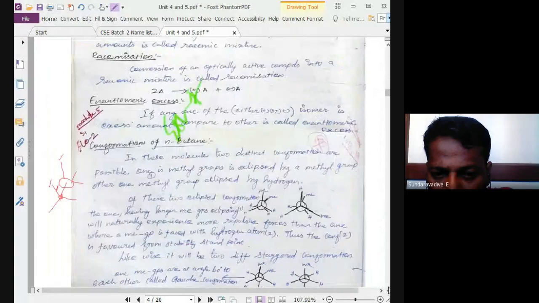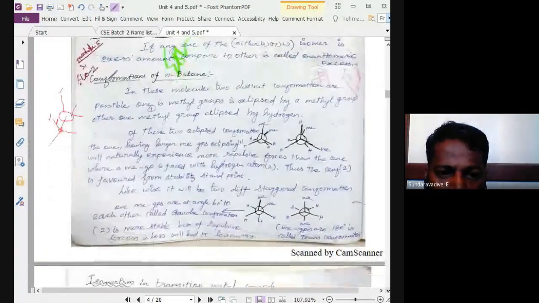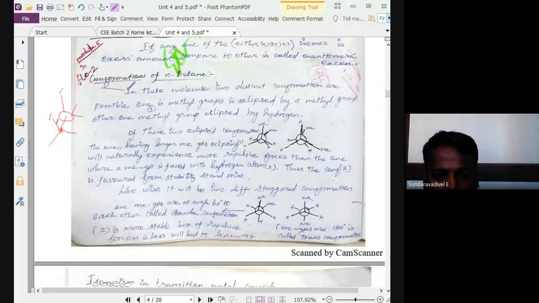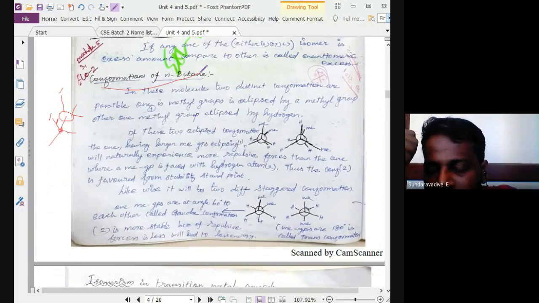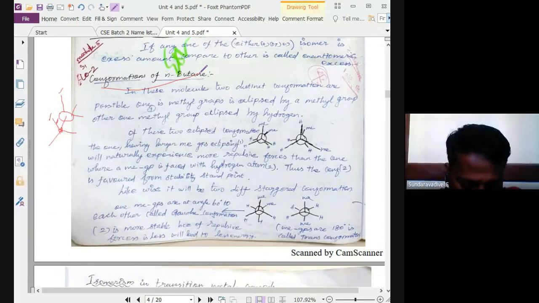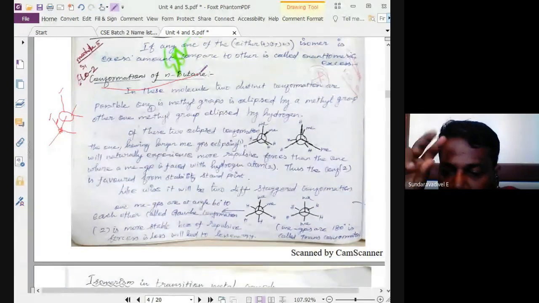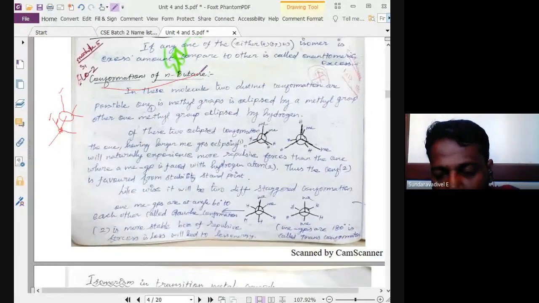Yeah, so this is a conformation of n-butane. In this molecule, two distinct eclipsed conformations are possible. One is the methyl group eclipsed by the methyl group. Just now we discussed that this structure is unstable because the methyl group is eclipsed by the methyl group. And the second, one of the methyl groups is eclipsed by the hydrogen atom.